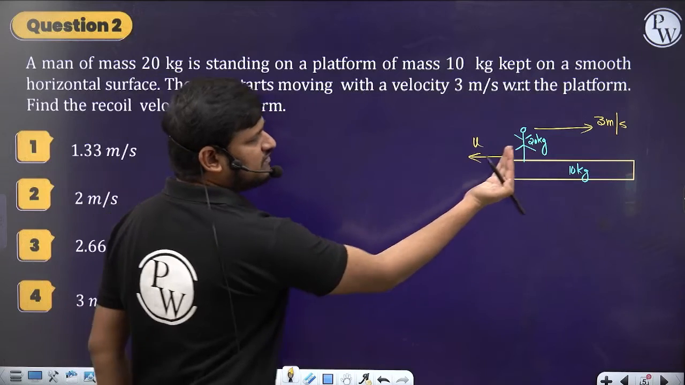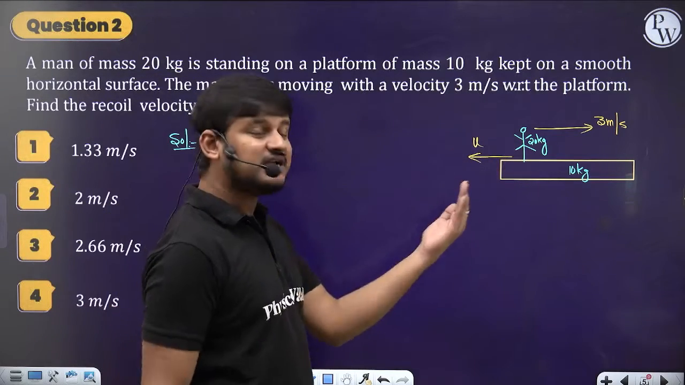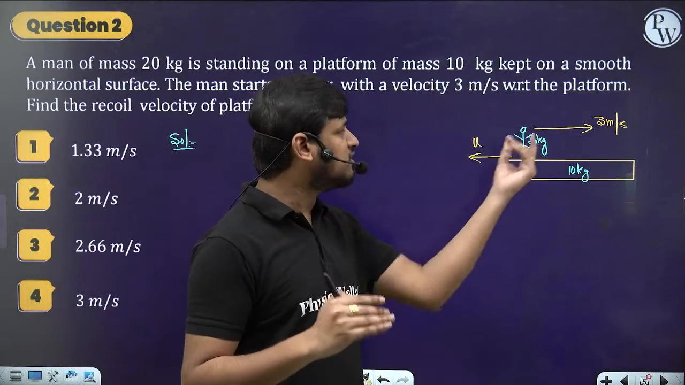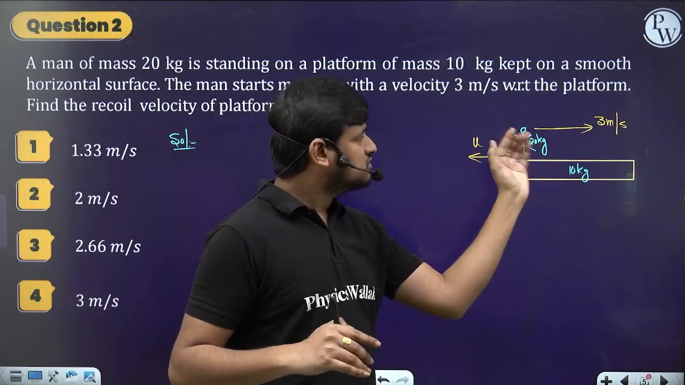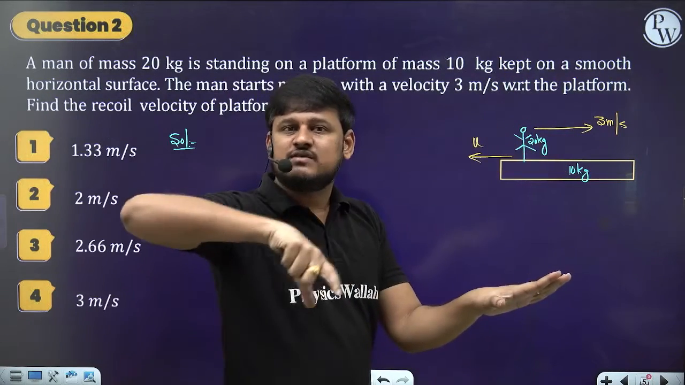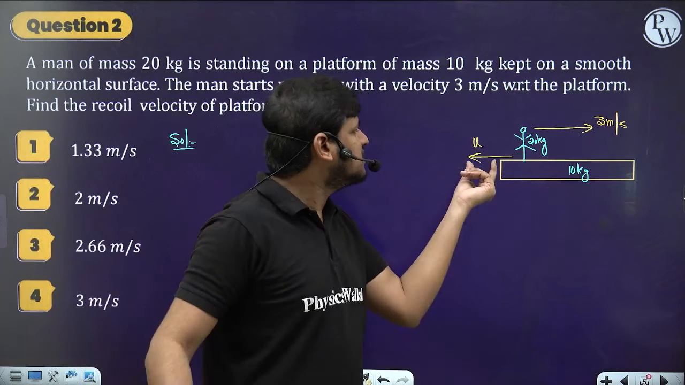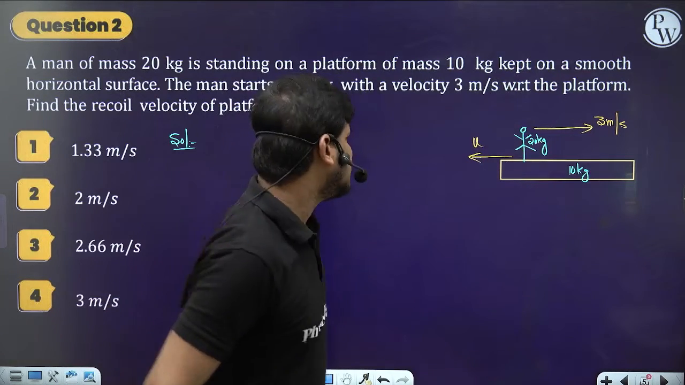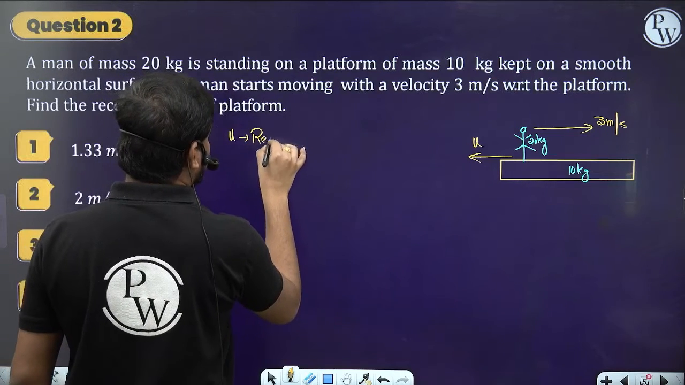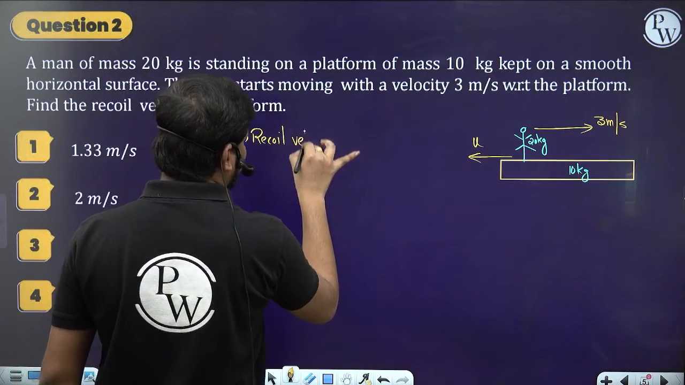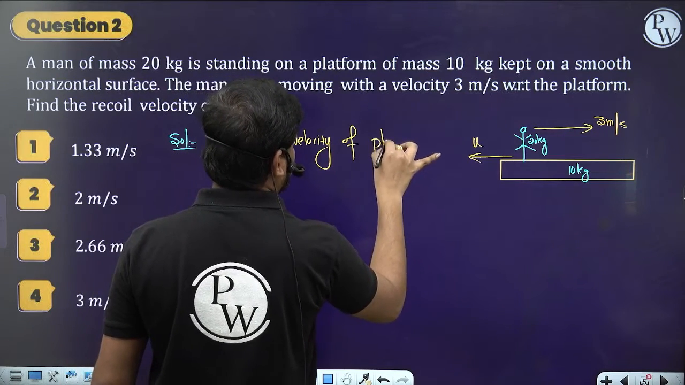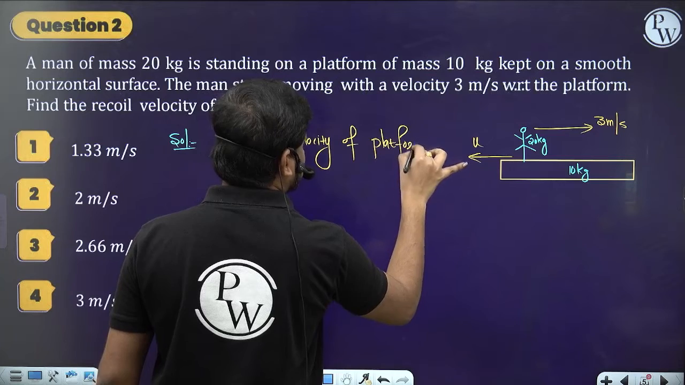Whatever the velocity with which the platform comes back, it seems to be coming back, right? It will not actually move, but it seems to, because of the relative motion concept. The person is moving to the right, so for the person who is moving, the platform seems to be moving backwards. That's the recoil velocity of the platform. Okay, u is the recoil velocity of the platform. Clear? Now let's move further.